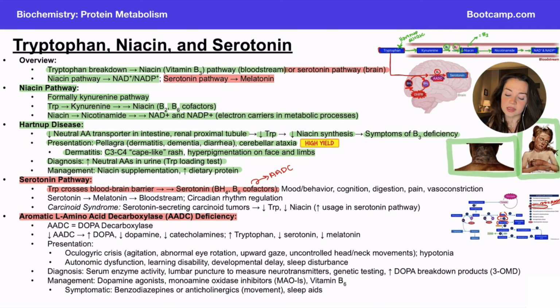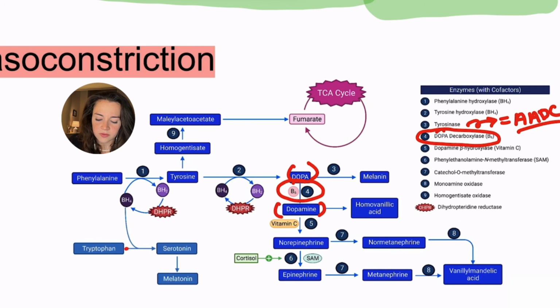And serotonin in the body is in charge of mood, behavior, cognition, digestion, pain, vasoconstriction. So tons of clinical implications of serotonin and therefore of this pathway. So tryptophan turned into serotonin, and now serotonin can be broken down into melatonin, which is your sleep hormone. Now, if you're an American and you celebrate Thanksgiving and you eat turkey, then this tryptophan to serotonin to melatonin thing should make sense to you.